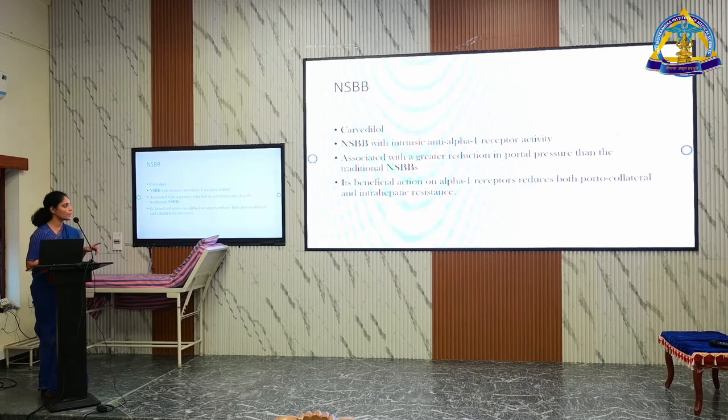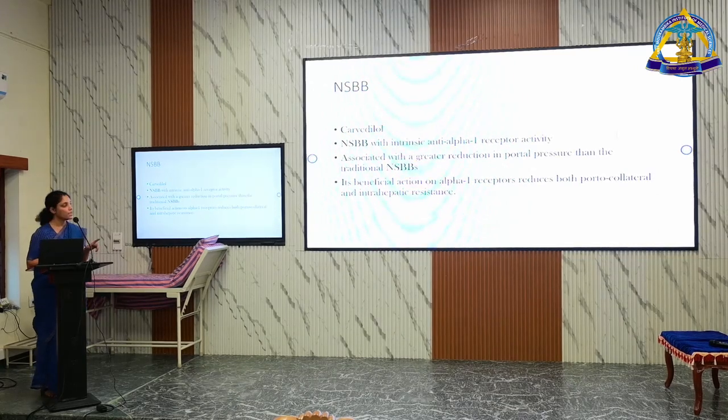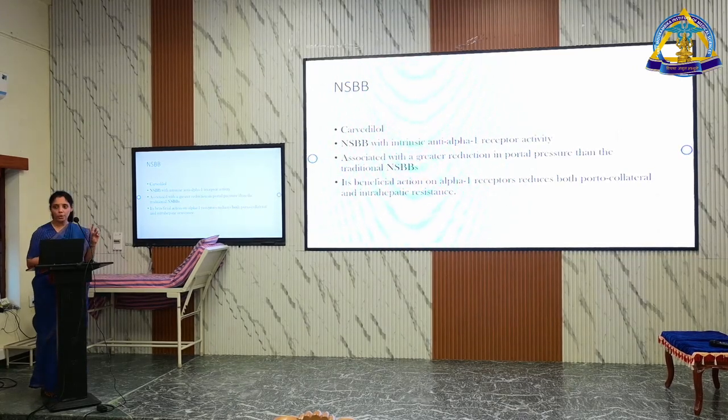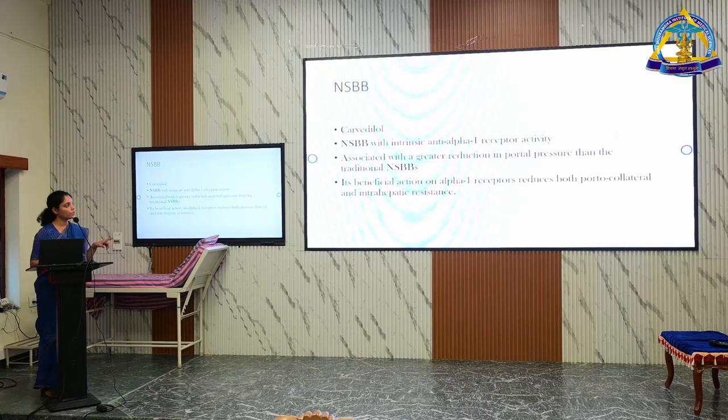We said according to the Ohm's law, intrahepatic resistance is very important. So it has effect on both ways. So beta blocker, also an alpha-1 blocker.